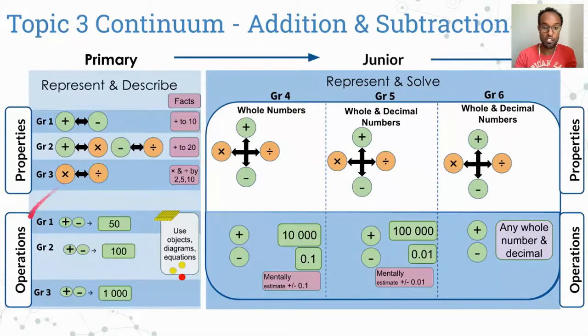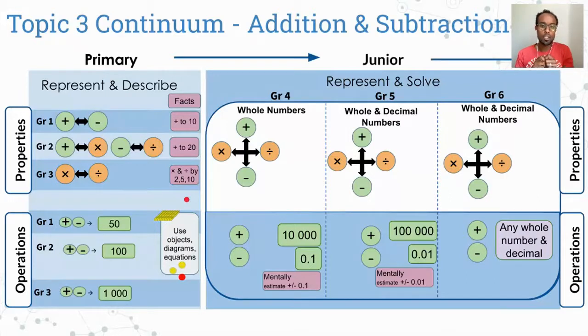In the operations section of things, we're dealing with just addition, subtraction, growing in complexity of value of numbers. So we go from 50 to 100 to 1,000 in primary, and then 10,000, 100,000, and then any number in grade 6. There's this little piece that has been highlighted where we're looking at some of the fluency, some of the mental math, the estimation pieces.